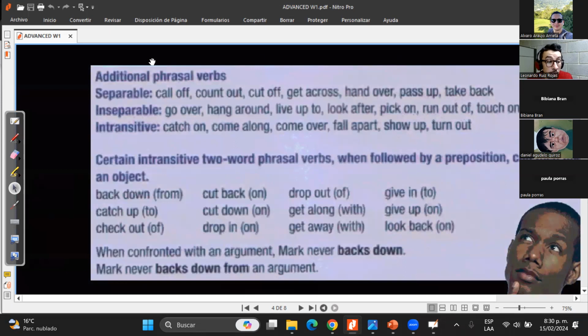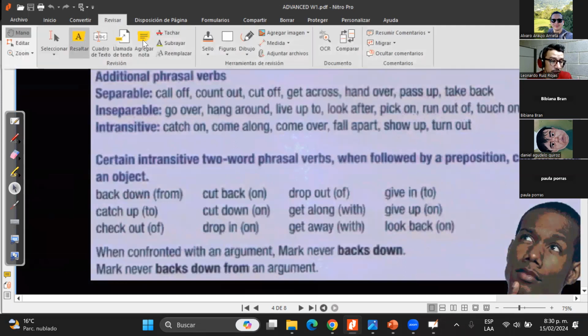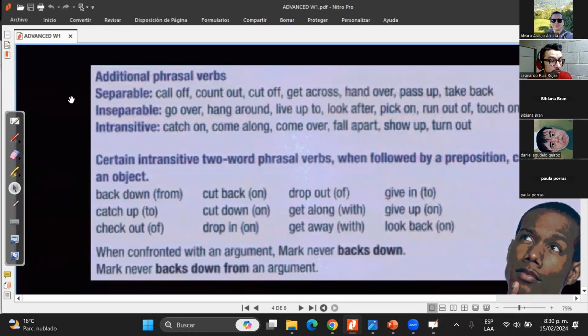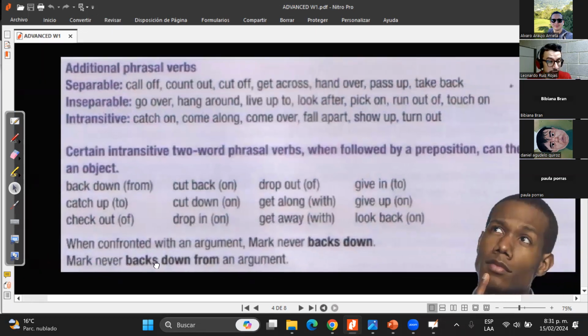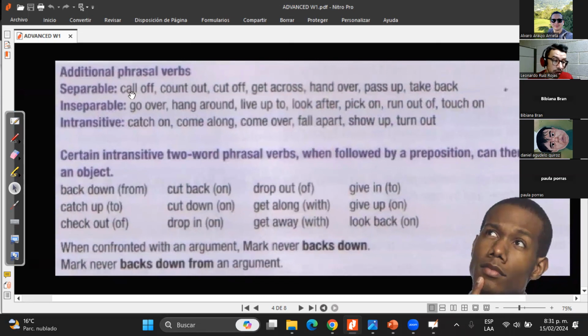Here we're going to have some examples, not all. Some examples of phrasal verbs. For example, we have separable: call off, it means like cancelar; count out, it's like sacar de la cuenta, ¿no? Como ya no contar con algo. Cut off, it means like eliminar something. Get across, it's similar to run into, como encontrarse con, you know. Hand over, which means entregar, ¿cierto? Pass up, it means like dejar pasar. And take back, it means recuperar, ¿cierto?